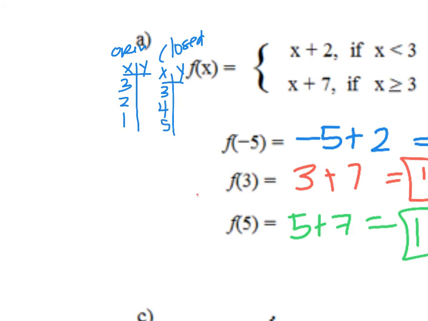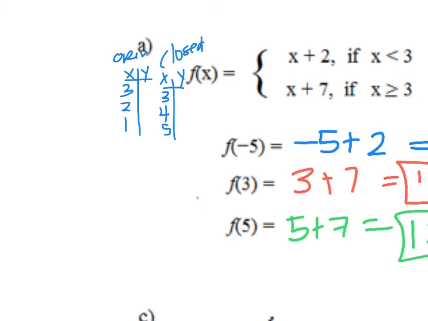So if I substitute, I already did 5 here, so you can see that 5 was 12. And we already did 3 too, which was 10. And now I would just need to do 4, and that's in the second one here. So 4 plus 7 is 11. So that part's ready to be graphed.